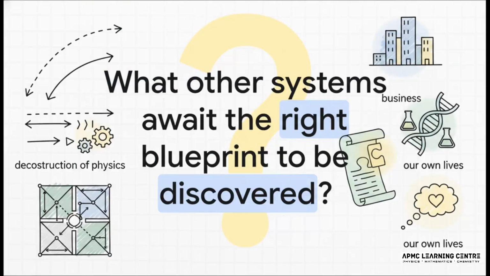So we've taken the seemingly complex physics of motion and revealed the simple algorithm running underneath it all. It really makes you wonder, doesn't it? If this elegant blueprint exists for something like motion, what other complex systems out there in the world are just waiting for someone to come along and figure out the blueprint that makes them work?